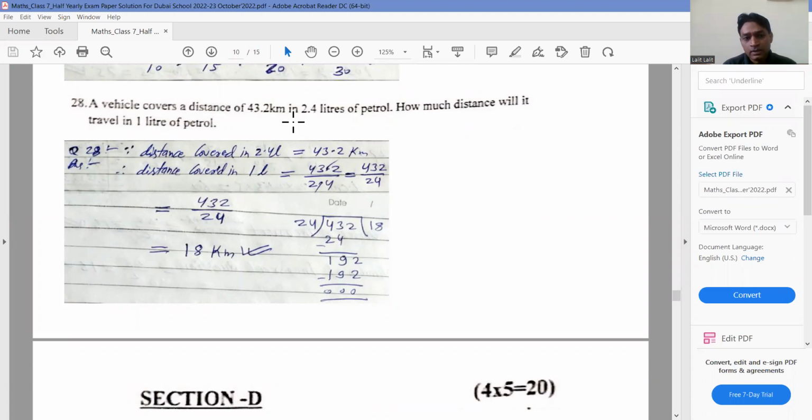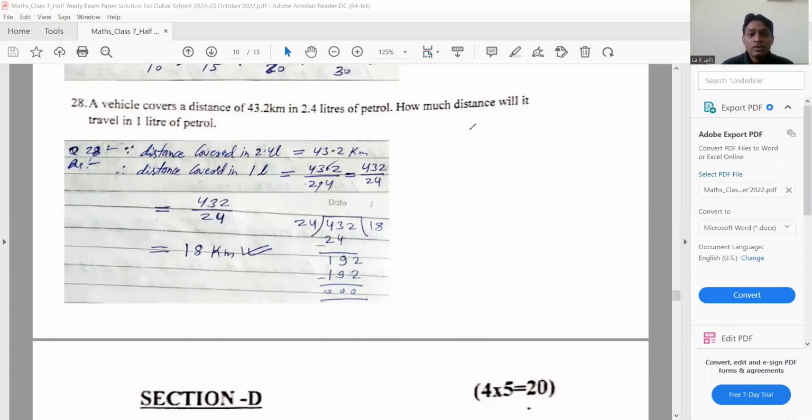Always remember, there is a principle called big to small or small to big. So distance traveled in 2.5 liters is given. Now they are talking about distance traveled in 1 liter. So we are coming from bigger to small. So when we go from bigger to small, we always do division. D for division. So BSD. So 43.2 divided by 2.5.